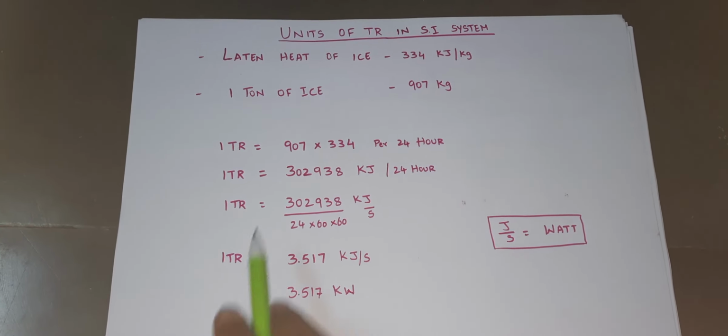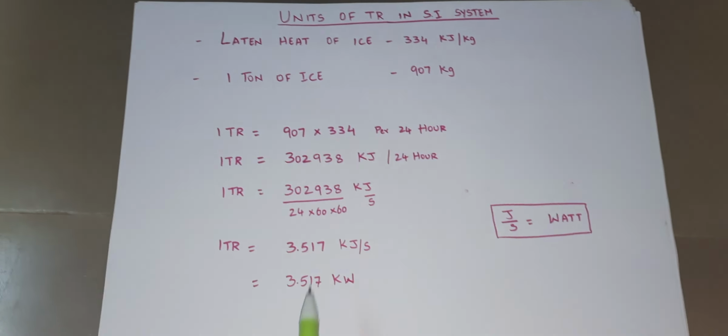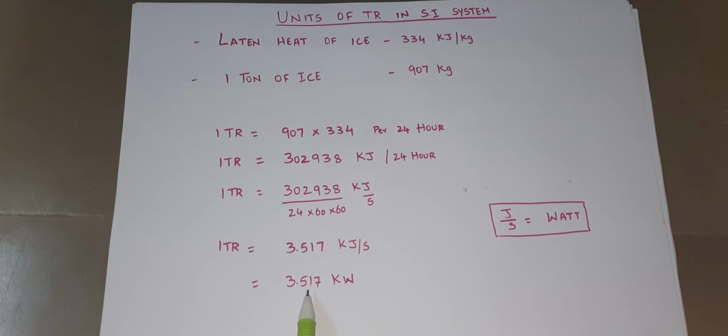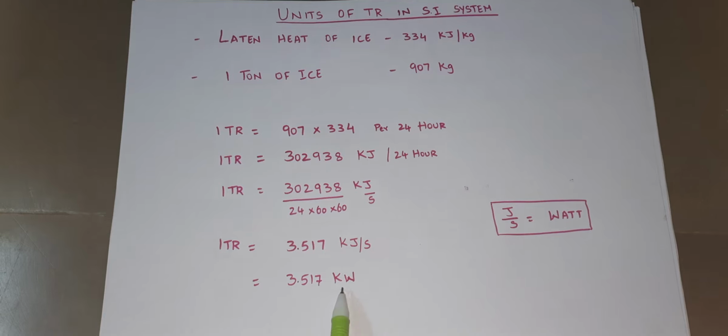1 ton of refrigeration in SI system is equal to 3.517 kilowatt.